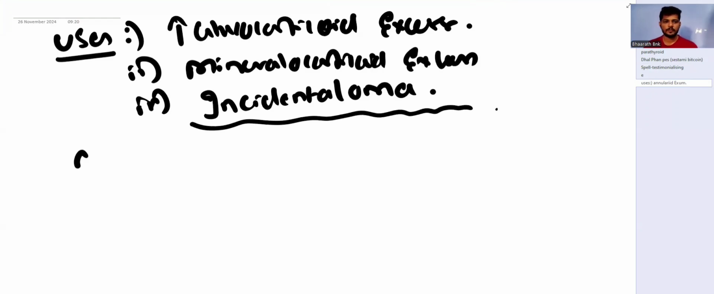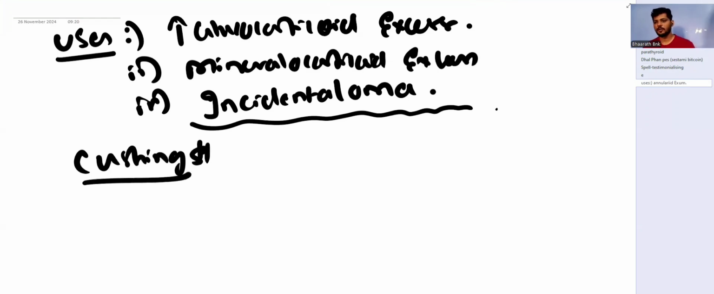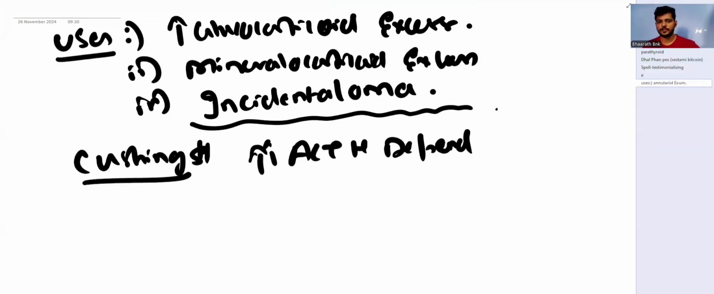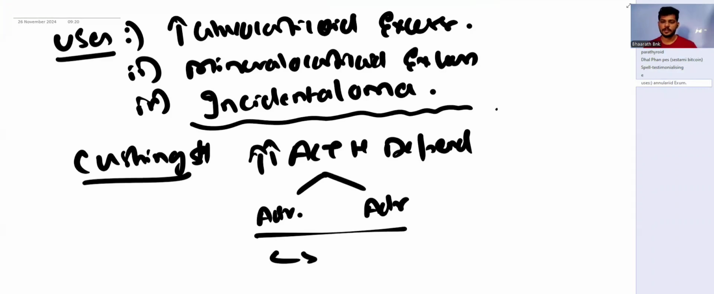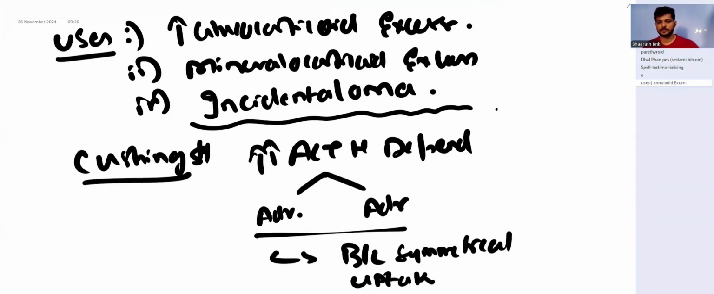Now, in Cushing syndrome, where there is a glucocorticoid excess, this can be ACTH dependent or ACTH independent. If it is an ACTH dependent tumor, there is secretion of lots and lots of ACTH, which will act on both the right and left adrenals, and both adrenals will start secreting more and more hormones. So there is a bilateral symmetrical uptake if it is an ACTH dependent tumor.